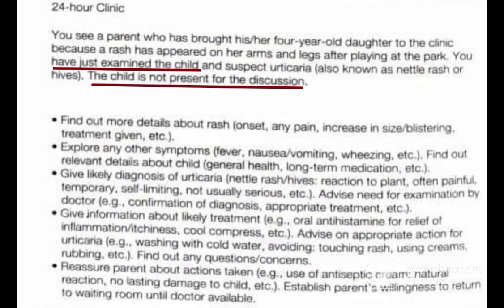Before proceeding further, may I ask your name, or how may I address you? Then you can continue the conversation. Like, Mr. Matthews, I can really understand your concern about your baby, but no need to worry. Before proceeding, may I ask you some questions regarding your baby's rash? Then you can continue with the first task. So this is the scenario if the baby is not present for the discussion.